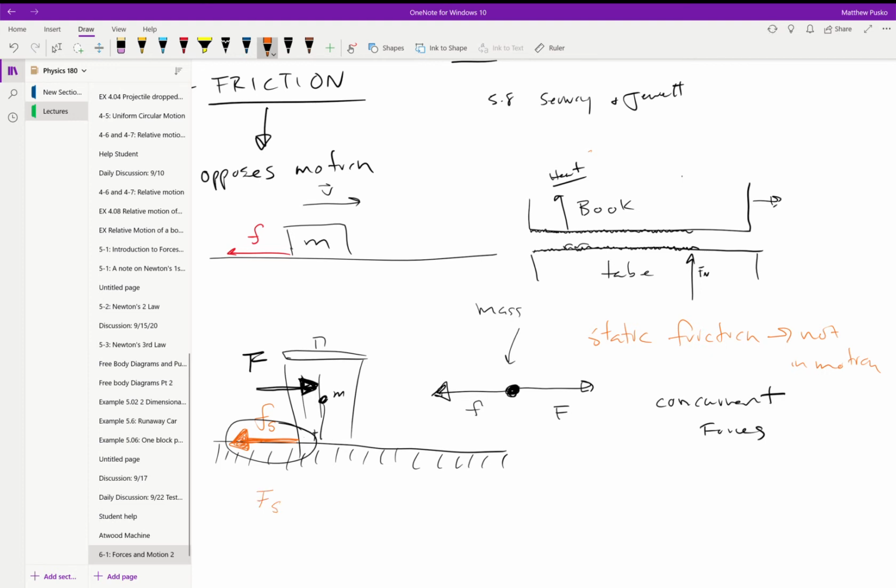The force of static friction is always going to be greater than, or sorry, I'll do that definition in just a second. But that might help clear things up. So for static friction, when we apply a force, the static friction is always going to be greater.